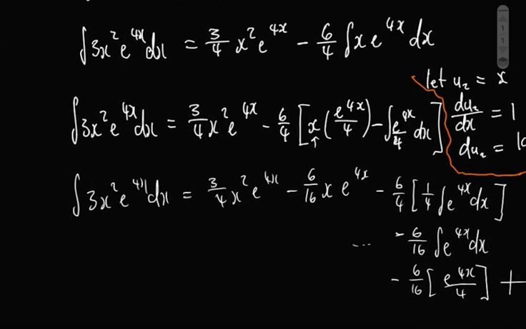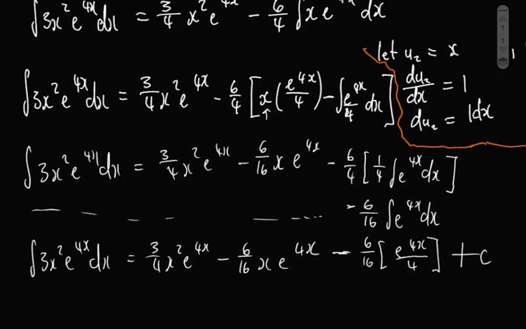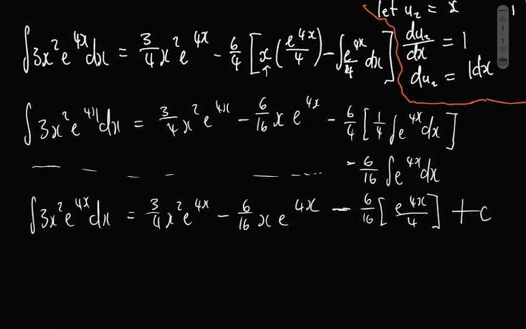So here you would have to write everything again, and here I can say the integral of 3x squared e to the 4x dx is therefore equal to 3 over 4 x squared e to the 4x minus 6 over 16 x e to the 4x, then minus here again 6 over 16 e to the 4x over 4 plus constant of integration c. Wow, really? Yeah, and that's how it goes. So here we can finally say that you can have your marks. We are complete.